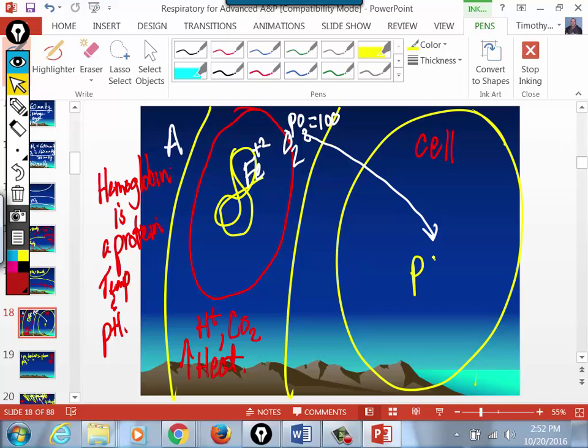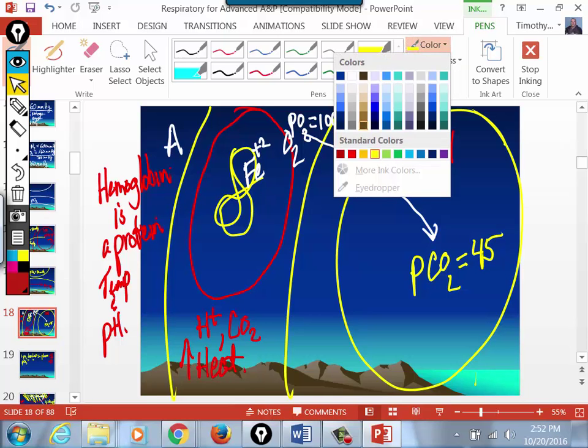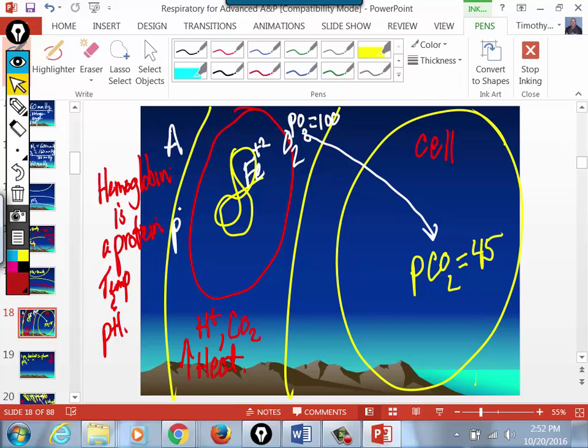Now watch. What is the PCO2 of the cell? The PCO2 of the cell is 45. What is the PCO2 of arterial blood? That is 40. So the PCO2 by pressure is going to move from the cell into the blood. That will raise the PCO2, and that will cause oxygen to fall off the iron on hemoglobin and go into the cell. So let's look at this.